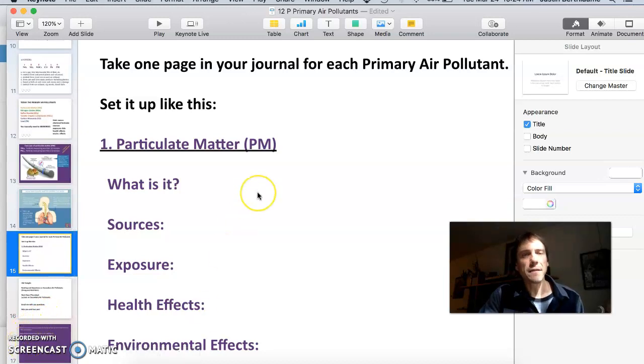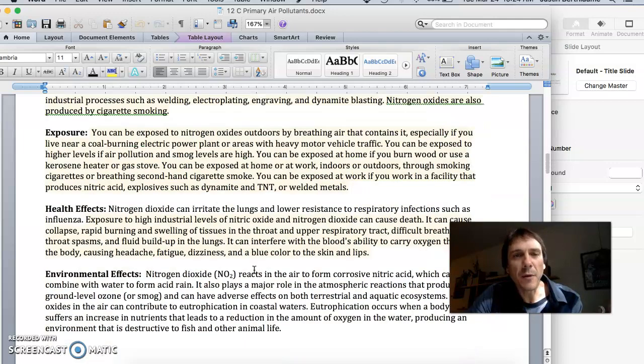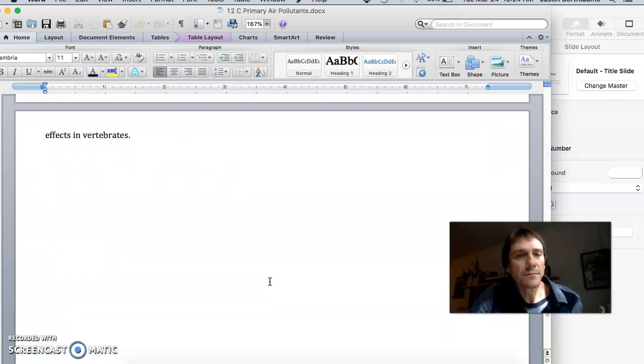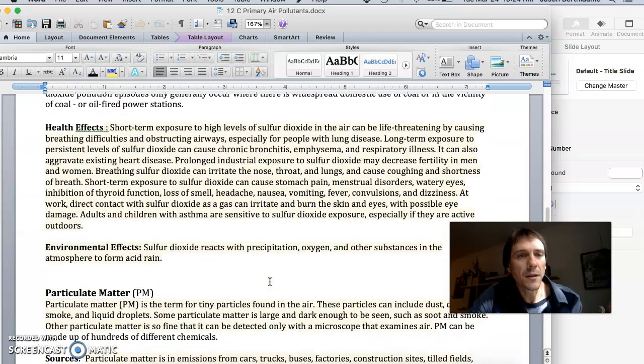Once you have that set up, let's go to this document here, and I'm going to link this in Google Classroom, so you'll have the document if you can't read this. I don't know how it's going to look. But we're going to go through the 6 primary pollutants, and you're going to fill out your journal, 1 page for each pollutant. And let me find particulate matter. There it is.